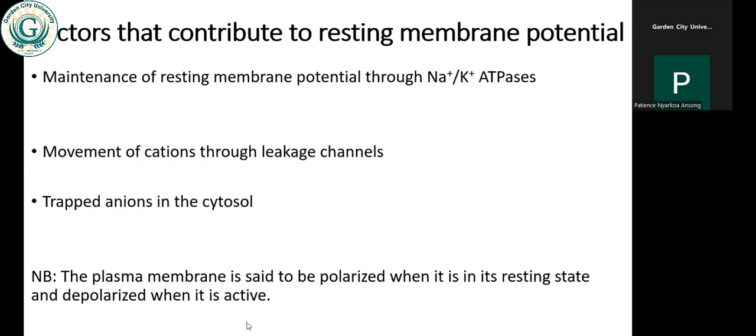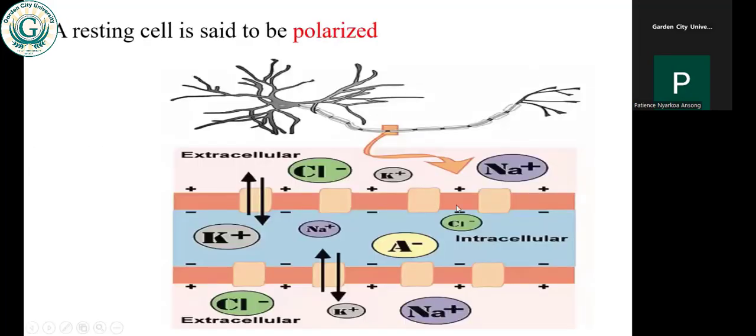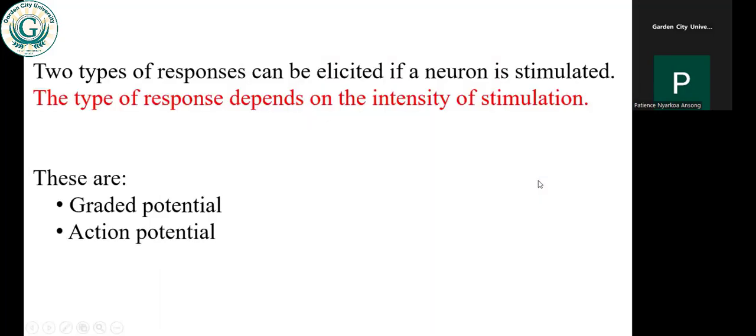So let's take note that the plasma membrane or the cell membrane is said to be polarized when it is in its resting state and depolarized when it is active. I'll explain this. A resting cell is said to be polarized. When we say polar, it carries a charge of -70 millivolts, and I've explained what accounts for this charge difference. Now, I'll explain the depolarization as I move on.